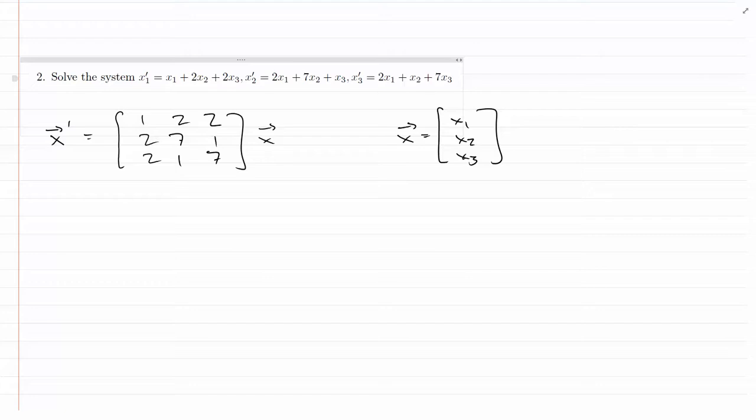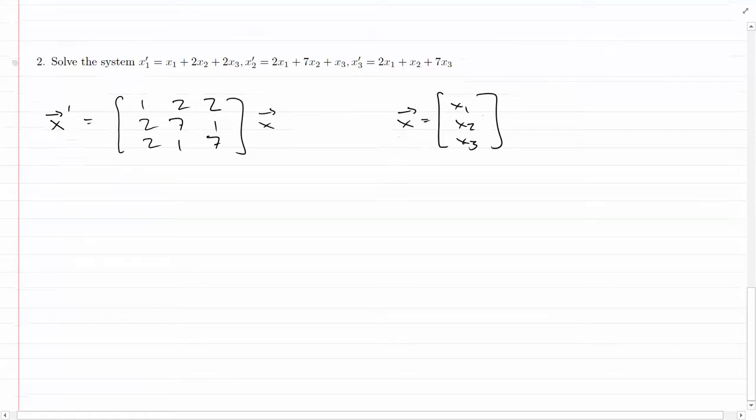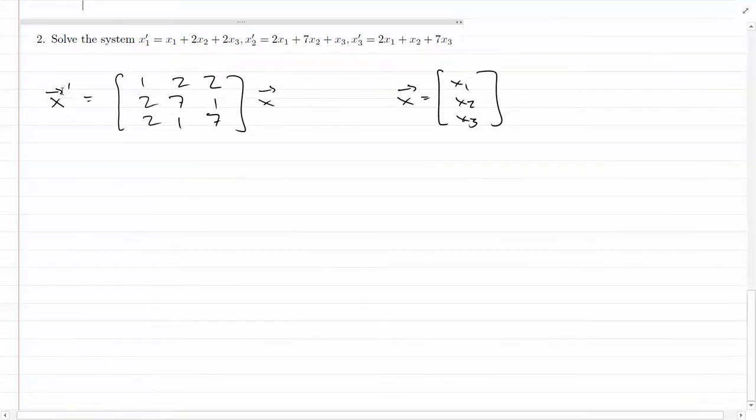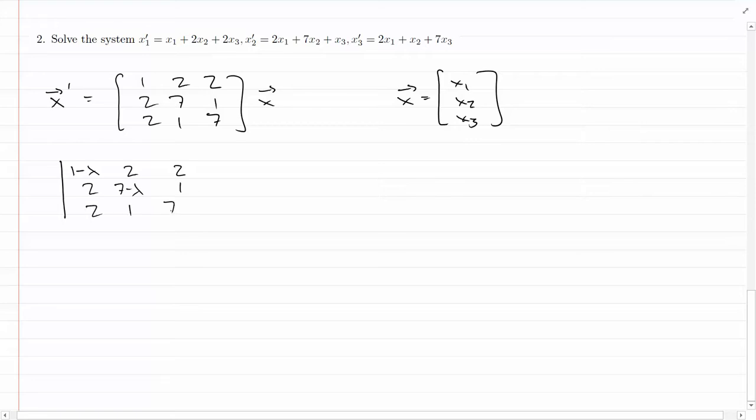Alright, for number 2 we have a 3 by 3 system of equations. So the first thing I did is I wrote it as a matrix equation, right, where the vector x prime is this 3 by 3 matrix times x. The vector x is the column vector where the functions are x1, x2, x3. So we need to calculate eigenvalues, which means we have to do a 3 by 3 determinant. It'd be 1 minus lambda, 2, 2, 2, 7 minus lambda, 1, 2, 1, 7 minus lambda.